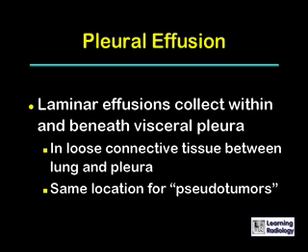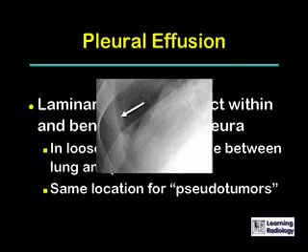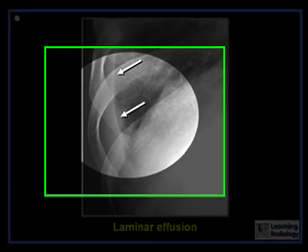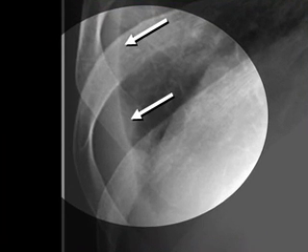Pleural effusions occur commonly with congestive heart failure. Laminar effusions are effusions that collect within and beneath the visceral pleura in the loose connective tissue between the lung and the pleura. This is the same location in which pseudotumors or vanishing tumors collect in some patients with congestive heart failure. This is an example of a laminar effusion.